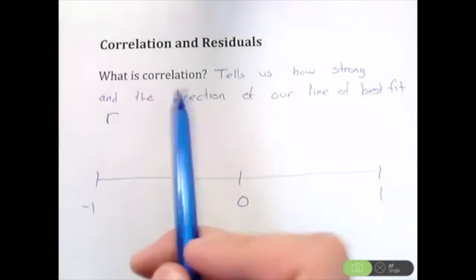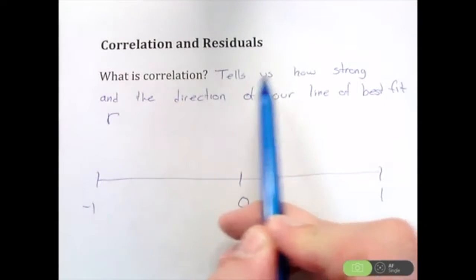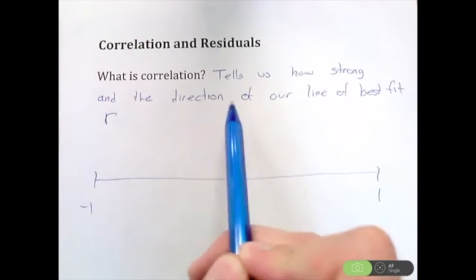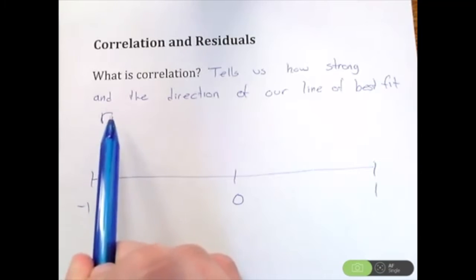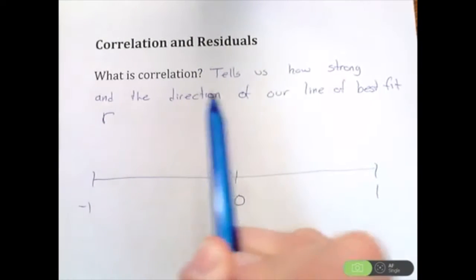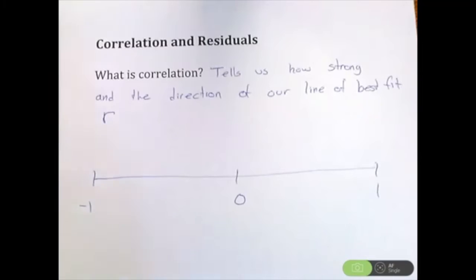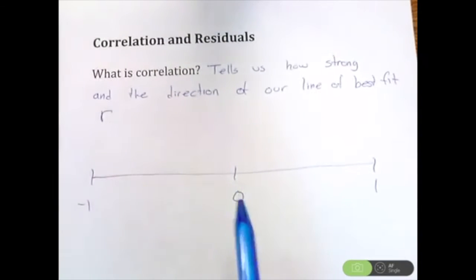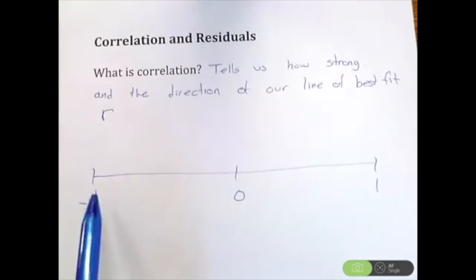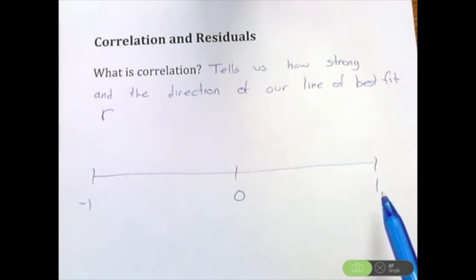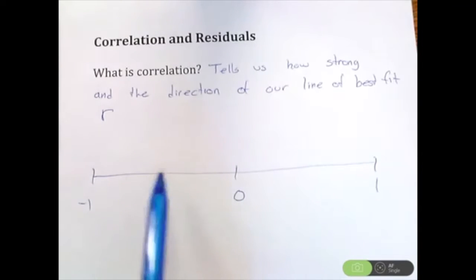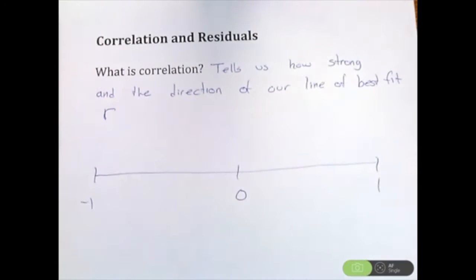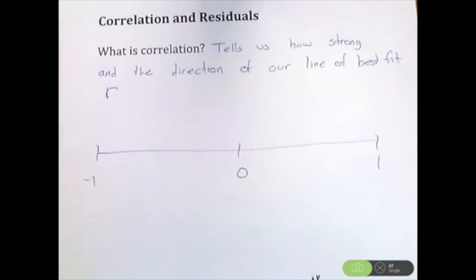So correlation tells us how strong and the direction of our line of best fit. It's often represented by the letter R. R is a number given to us, usually a decimal from -1 to +1. So all the negative decimals are over here, all the positive decimals over here. It's going to tell us two things: how strong the fit is and the direction.